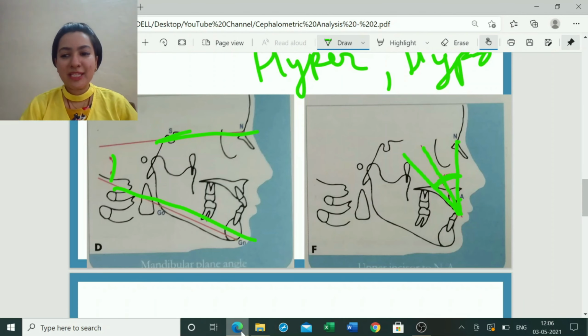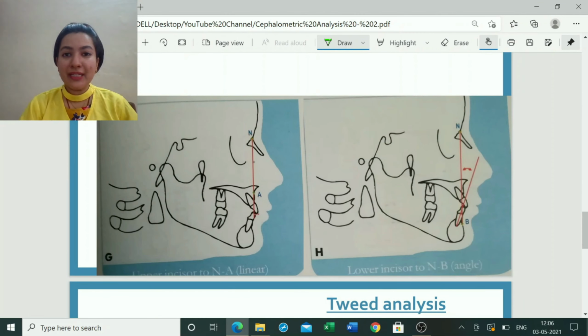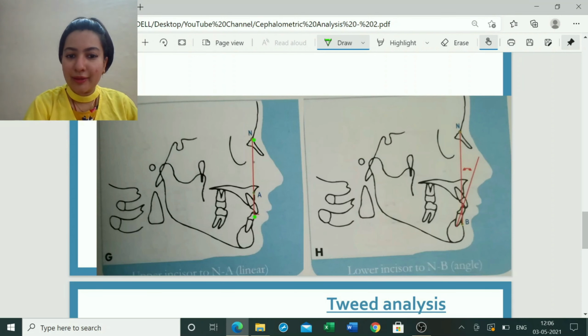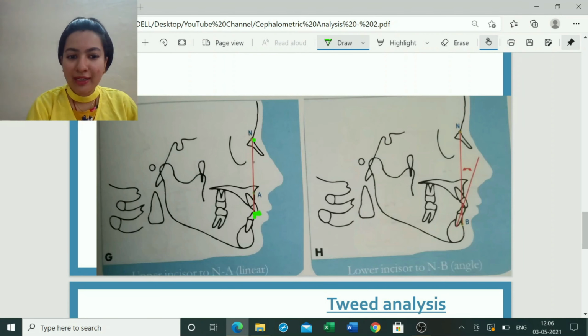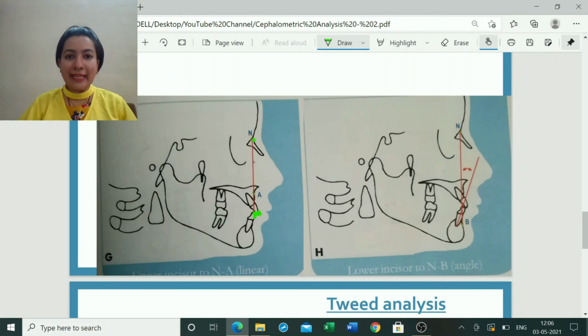So moving on to the next parameter which we have, that is upper incisor to NA linear. What did you see in the first parameter? It was upper incisor to NA angle. Now we have to measure the linear value. So you draw a straight line from N to A, and then you see the horizontal distance between the line NA and the tip of the incisor. So the horizontal distance which you get becomes your upper incisor to NA linear. It will tell you in terms of linear parameters, basically millimeters, how much my teeth are proclined.